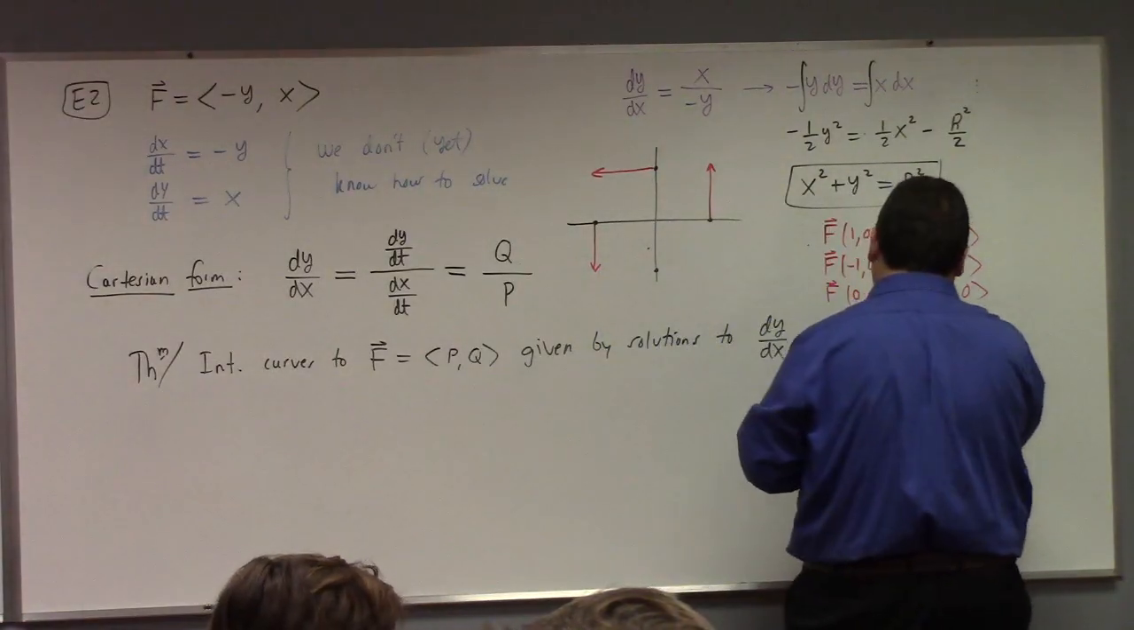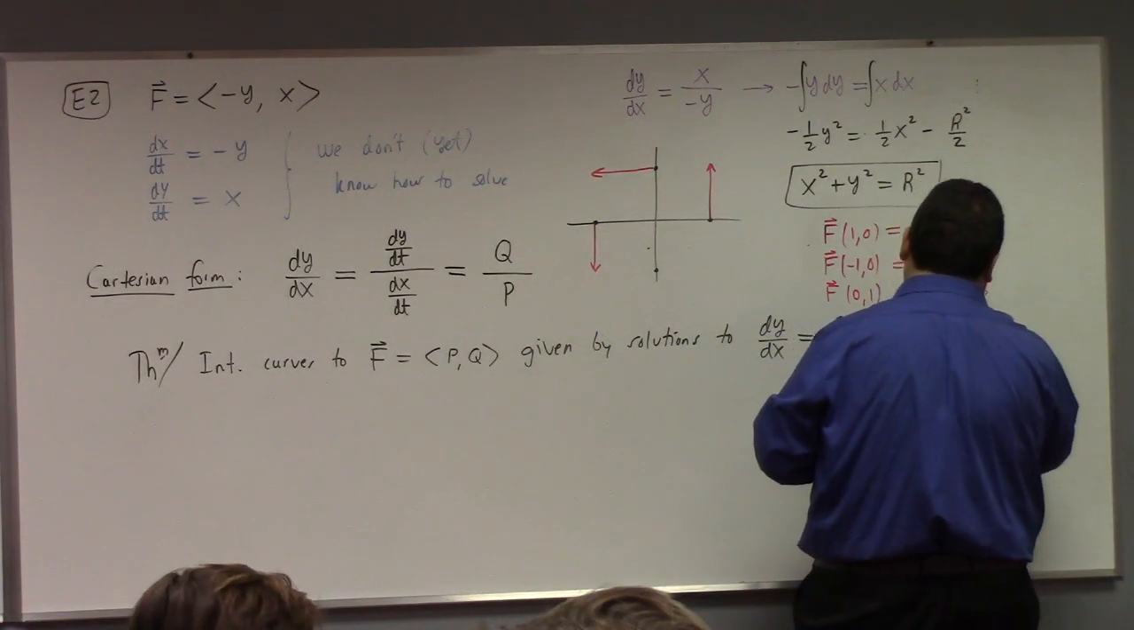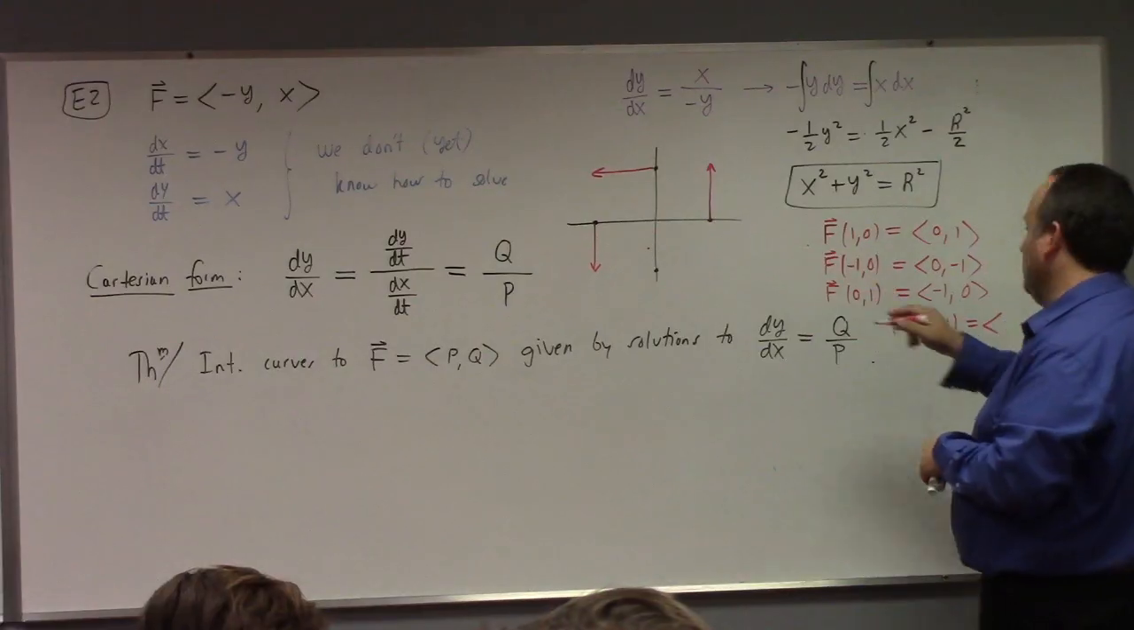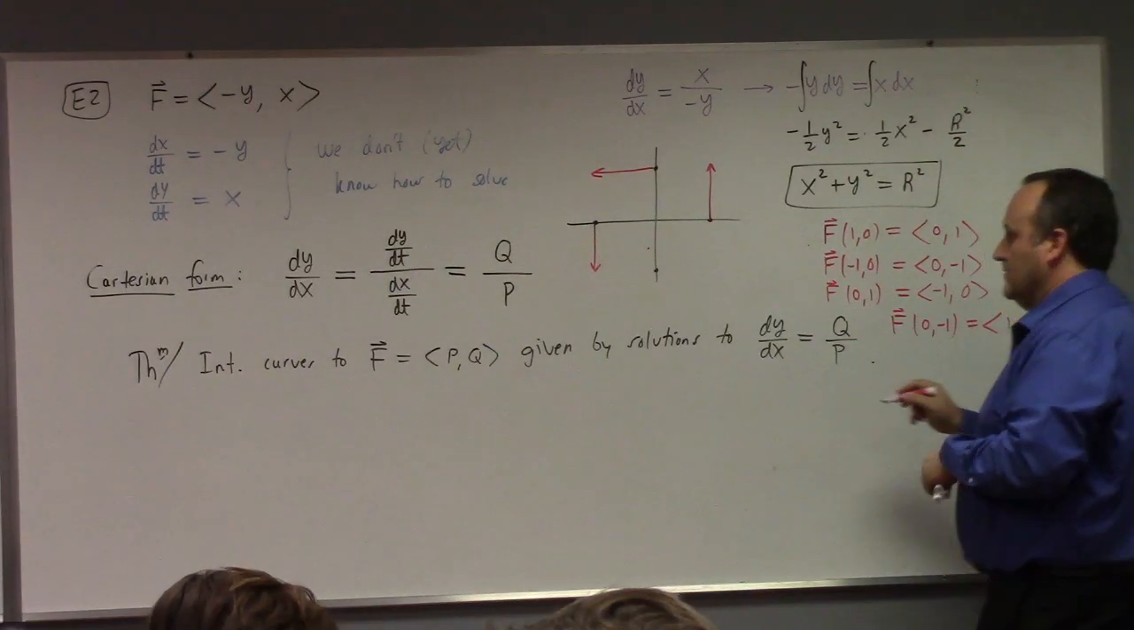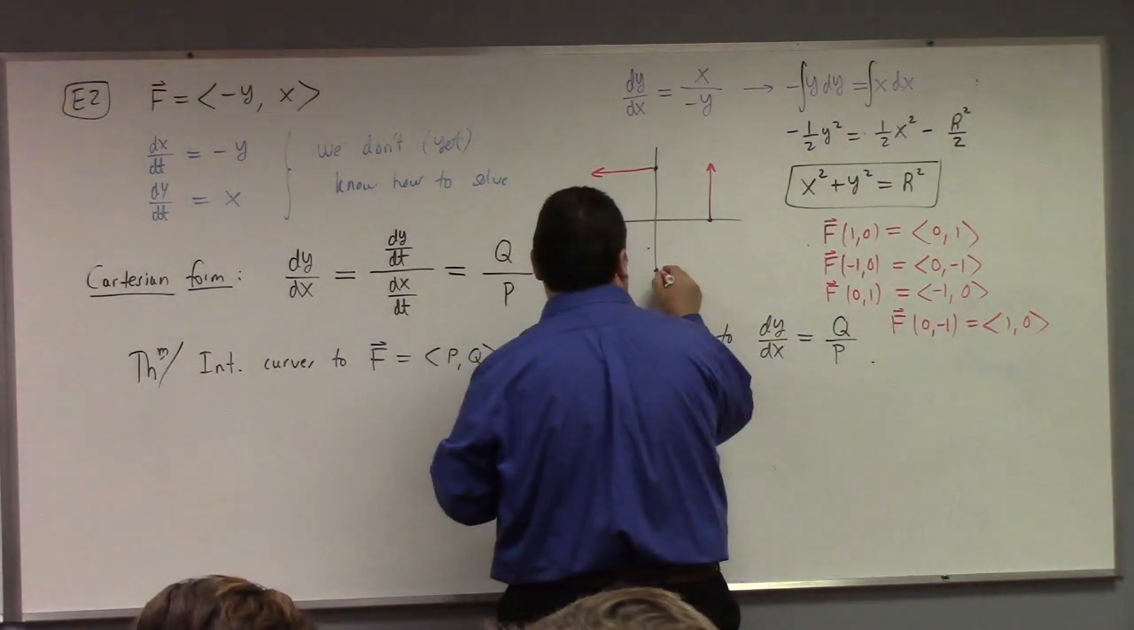And then f of 0, minus 1. We get 1, 0, right? So that goes like this.